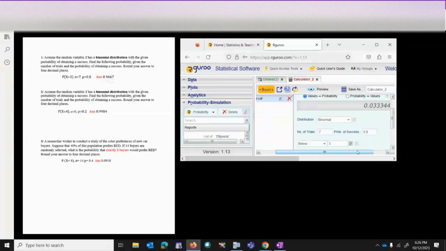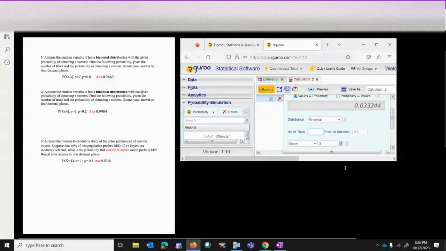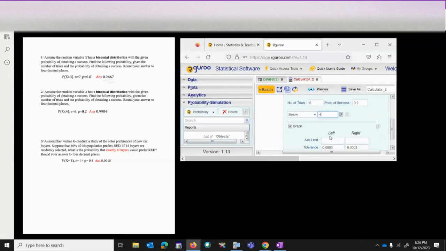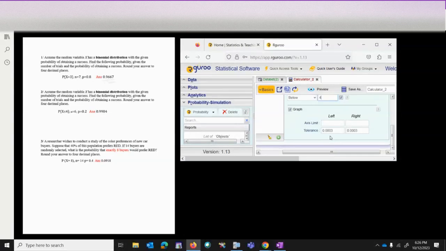All I have to do is change the number of trials, because in this case my number of trials is 6, unlike the first one. Then I also have to change the probability of success, which in this case is 0.2. Before, this was below 3. Now it is less than or equal to 4. So if I enter 4 like this, x is below 4 means x is less than or equal to 4. That's going to give me the answer.